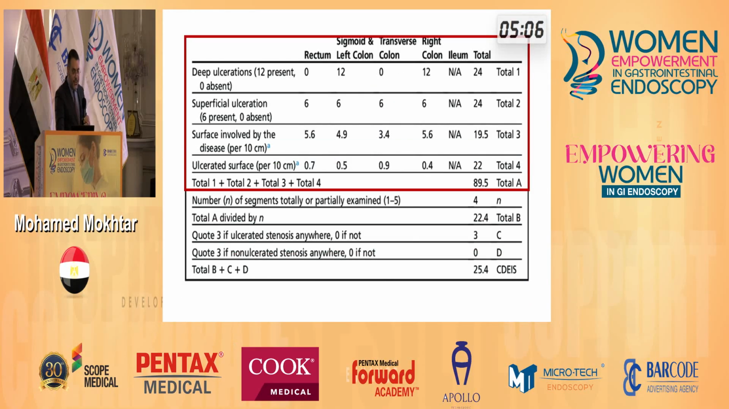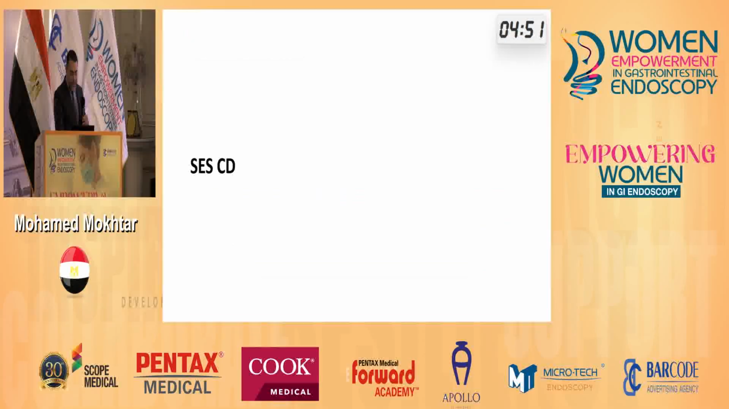We have deep ulceration and superficial ulceration, and the surface affected. We will have the sum of each segment. So this is the sum, total A, and then it will be divided by the number of segments examined, and we have C and D, giving the total Crohn's Disease Endoscopic Index.